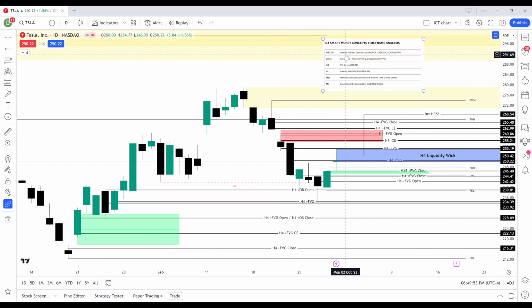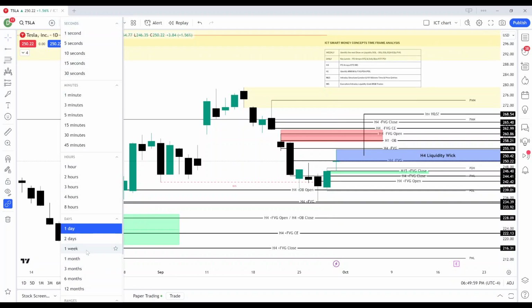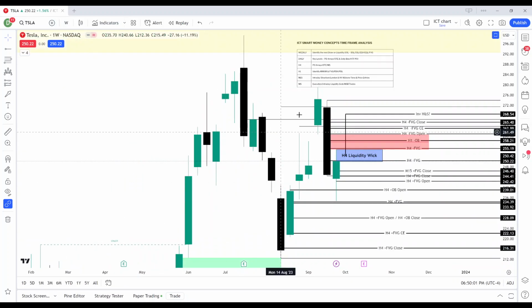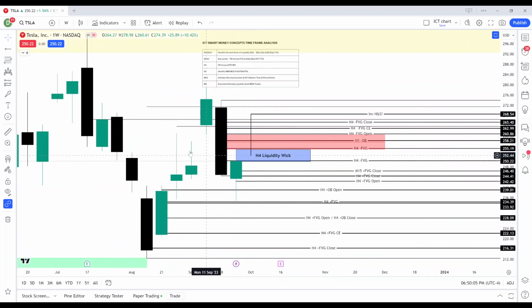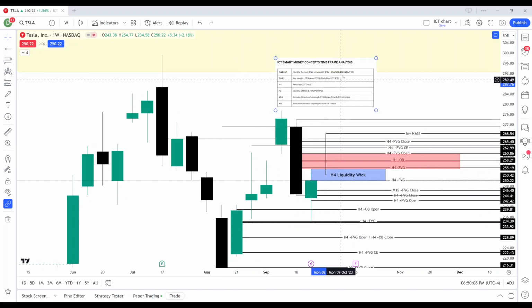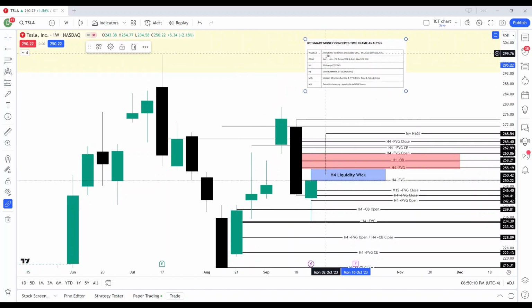So I want to look here if we're looking at weekly. So let's drop down into the weekly anyways, just so we can cover that Smart Money Concepts time frame. If we're looking at a weekly chart, some of the things we want to mark off is we want to identify the next draw on liquidity from buy side, sell side, equal highs, equal lows, or fair value gaps.